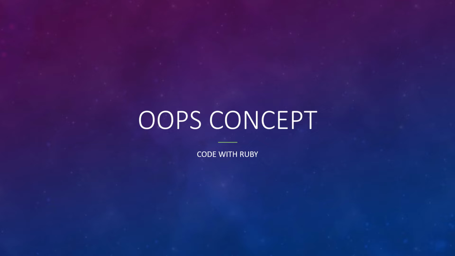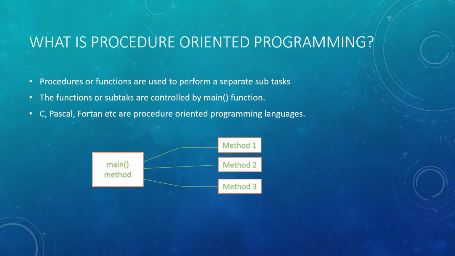Today we will be talking about OOPS concept. So what is procedure-oriented programming? Procedure-oriented programming is a programming in which a task is subdivided into subtasks and these subtasks are performed sequentially. The functions or subtasks are controlled by the main function. So the example of procedure-oriented programming languages are C, Pascal, Fortran, etc.